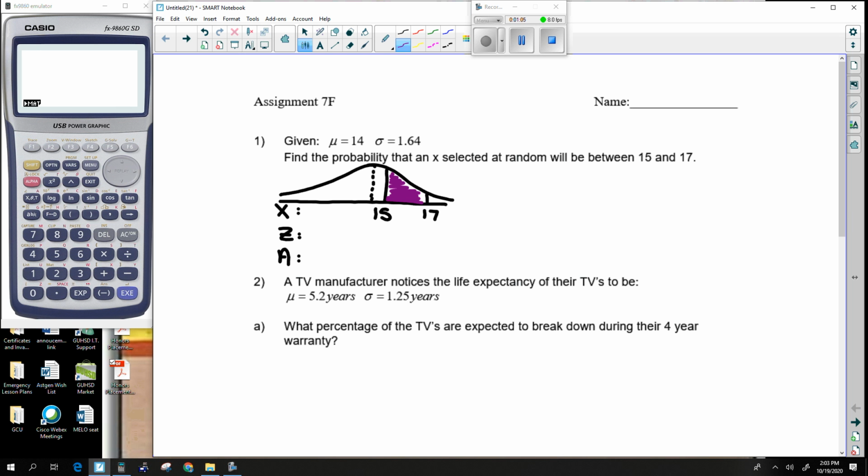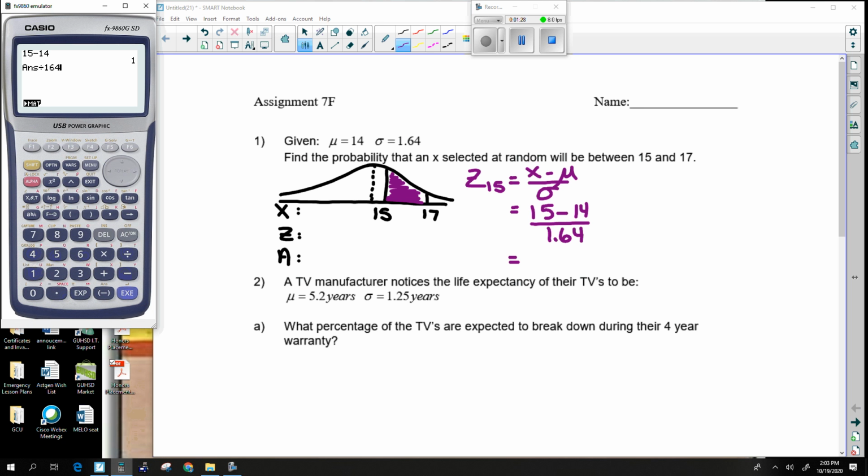So let's work with the 15. The first thing I need to do is, what is the z-score of 15? So the formula is x minus mu divided by sigma. So that's going to be 15 minus the average of 14 divided by the standard deviation of 1.64. So that's 0.61. Again, note that z-scores go to 2 decimal places.